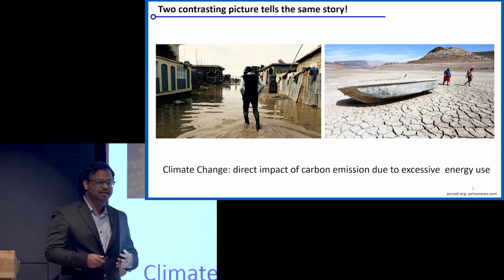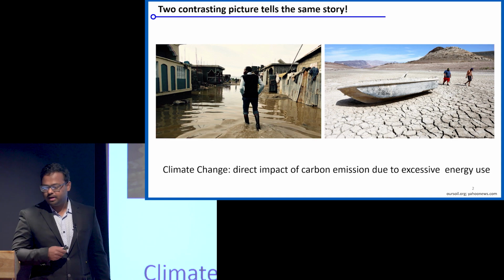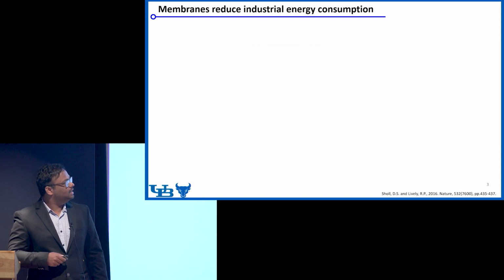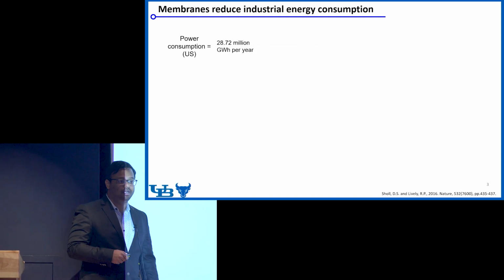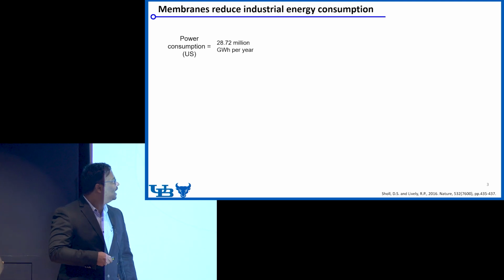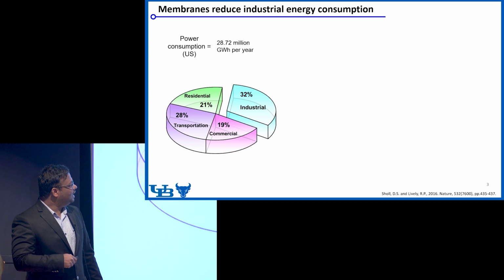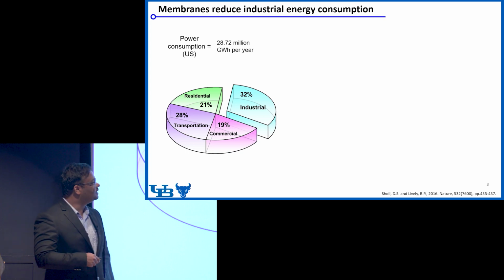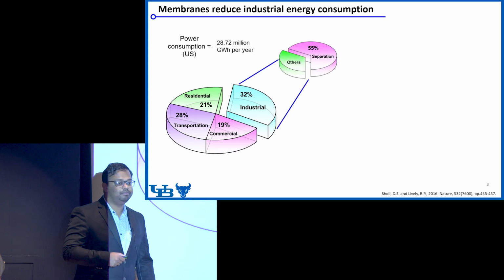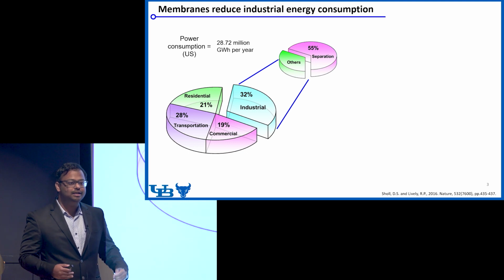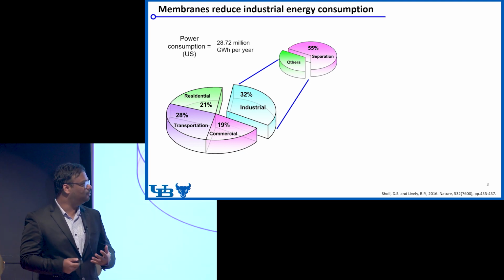So what we try to do in our work is to reduce energy use, and the sector we target with membranes is the industrial sector. If we look at the energy use in the US, it is about 30 gigawatt hour per year. That is a huge number. And if we break it down, a big chunk of it comes from the industrial sector. And if we look further into the industrial sector, we would see that 55% of that energy is actually used for separating molecules or purifying the product.